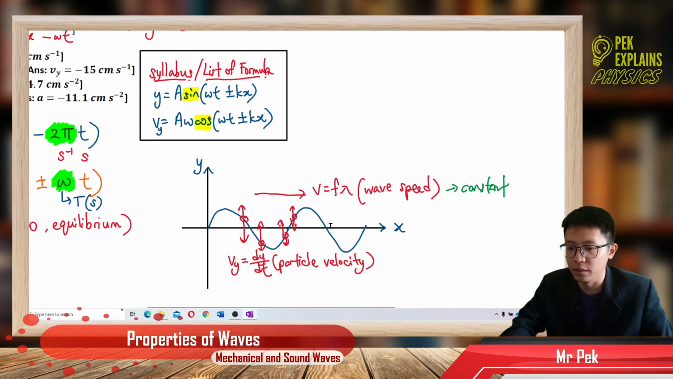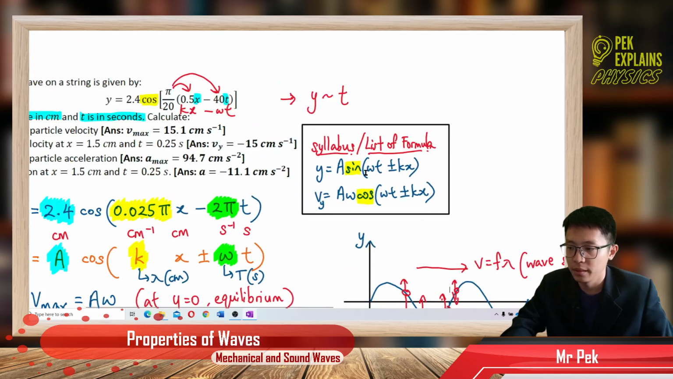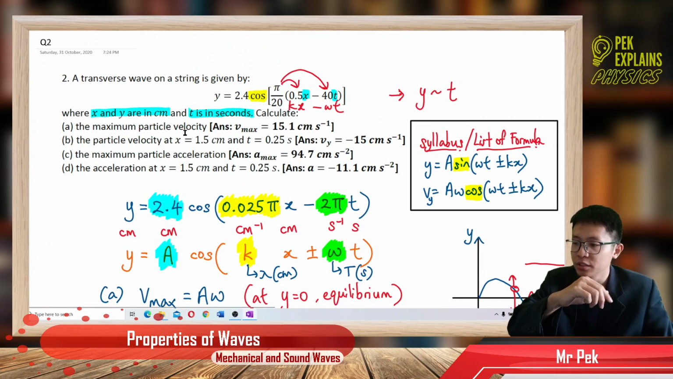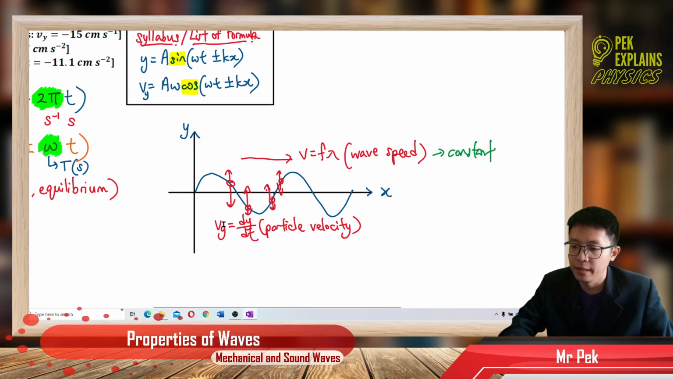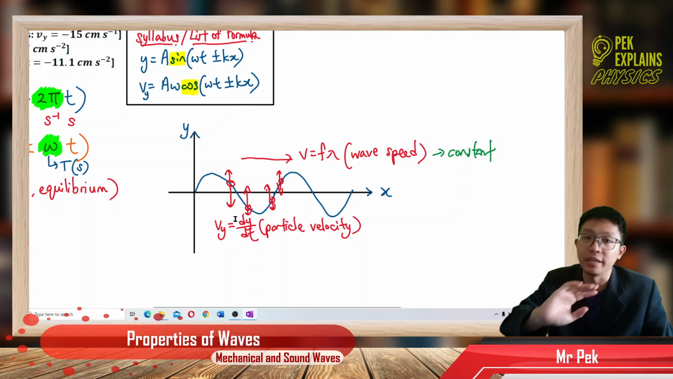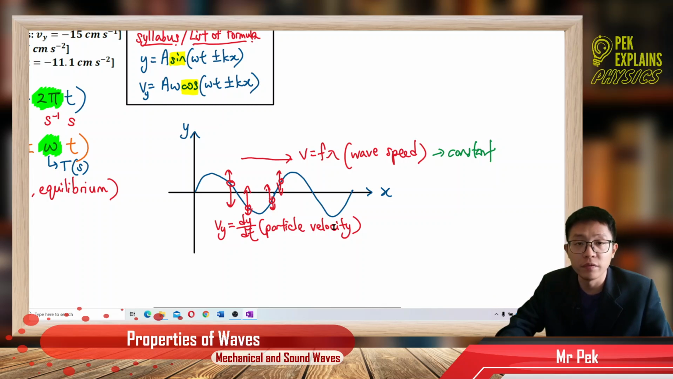So it's not about the wave speed. It's about the vibrational velocity of the particle up and down. That one is not using f lambda. Particle velocity, we do not use f lambda. Particle velocity, we differentiate. We need to differentiate from the displacement time equation.